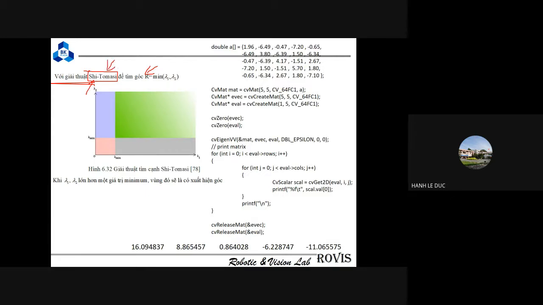In Shi-Tomasi, you must calculate lambda 1 and lambda 2. So in this algorithm, you have to calculate the eigenvalues and then compare them to find the minimum value and then put it in my R matrix. Okay, let's see.